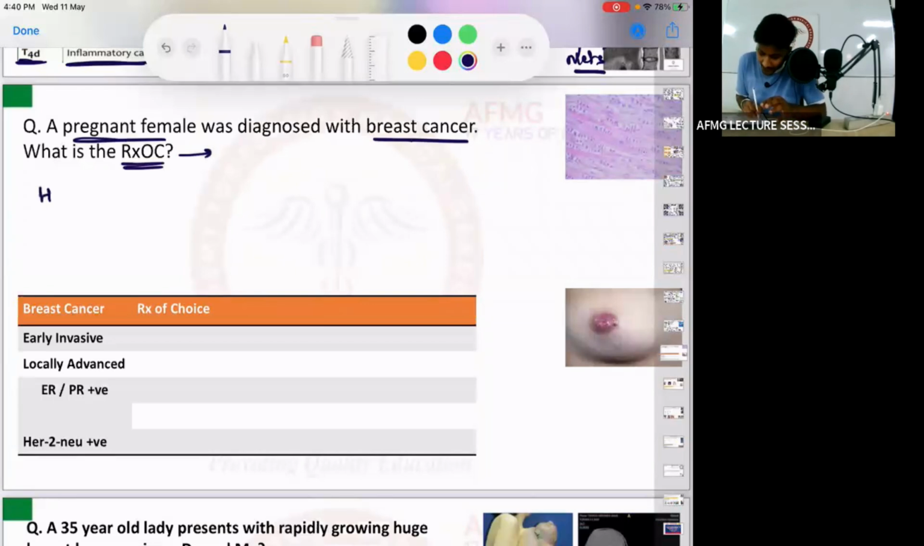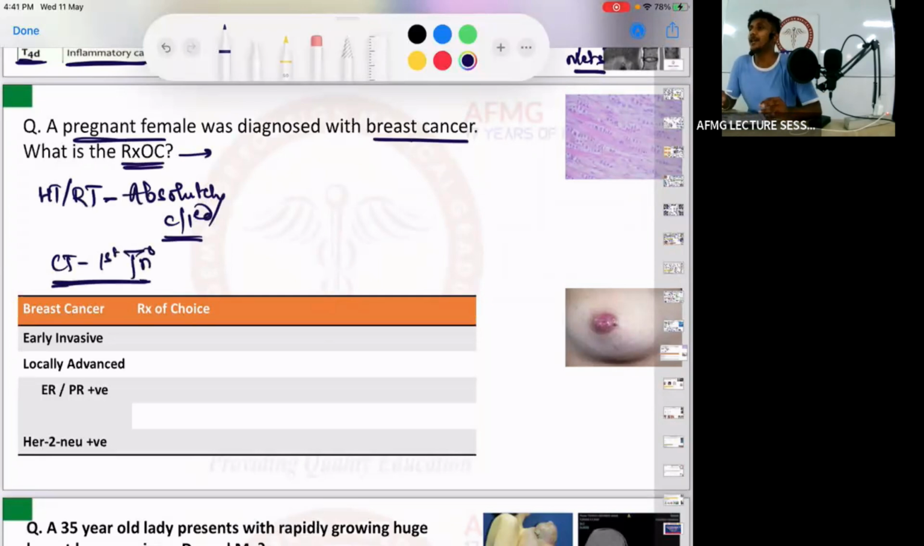Hormonal therapy and radiotherapy are absolutely contraindicated during pregnancy. Chemotherapy is contraindicated during the first trimester. So which treatment is absolutely contraindicated? Hormonal and radiotherapy during pregnancy. And which is contraindicated in the first trimester? Chemotherapy. So what should be the treatment of choice?